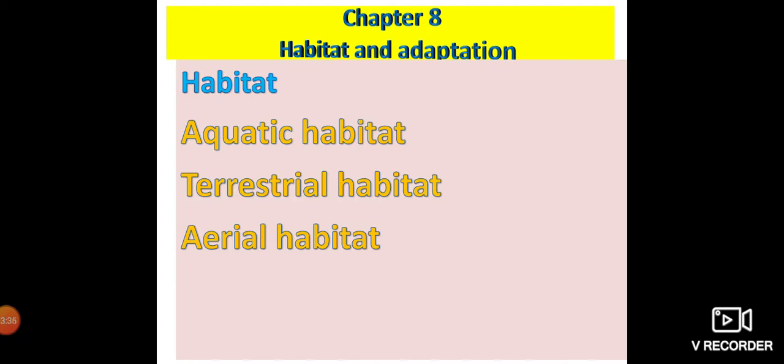So the area or the surrounding in which the organisms live is called habitat. So the habitat of an organism means the environment in which that organism lives. In that environment, they will get food, air, water, and they can protect themselves from their enemies, and also it will be suitable for breeding.